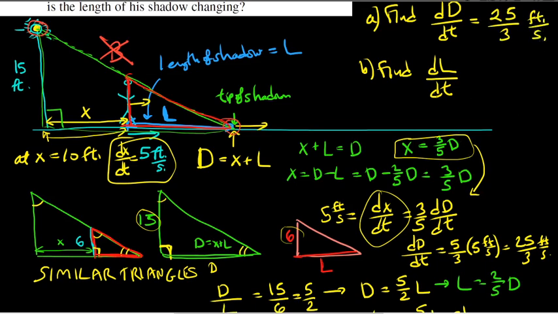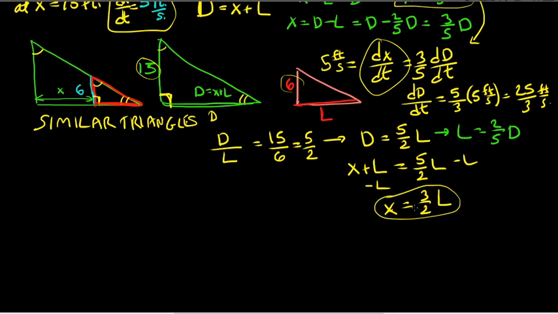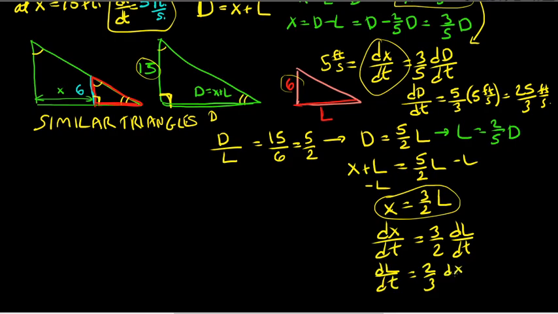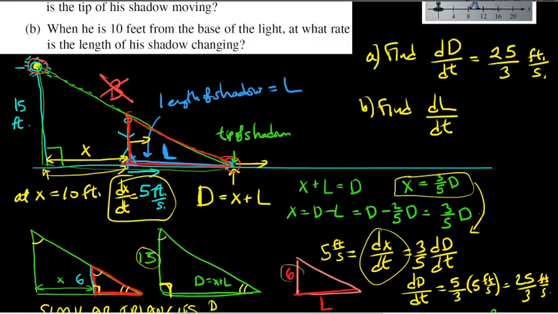And now what about dL over dt? So now we can use this one. Take the derivative of x with respect to t. That's just going to be 3 over 2 times the derivative of L with respect to t. So that means the derivative of L is just 2 over 3 times the derivative of x. But once again, the derivative of x is 5 feet per second. So I'm running out of space here. This is going to be 10 over 3 feet per second, 2 times 5 divided by 3. So dL over dt is 10 over 3 feet per second.